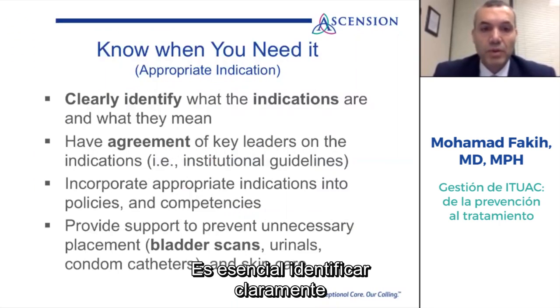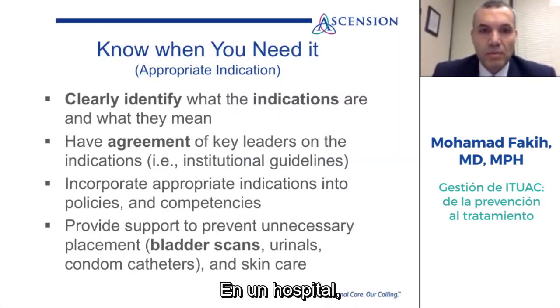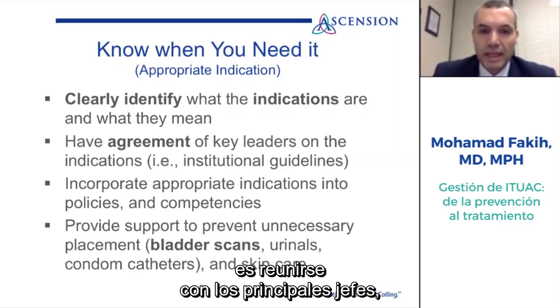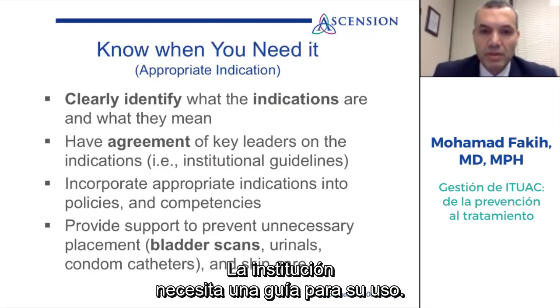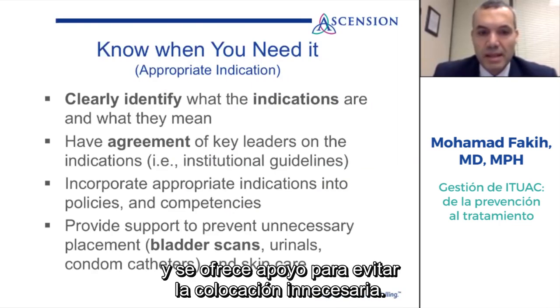It is very important to clearly identify what the indications are and what they mean. So if you're working in one hospital, a very important first step is to sit down with the key leaders, review the literature, and have an agreement on what constitutes an appropriate indication. So you'll have institutional guidelines for placement. You incorporate appropriate indications into policies, competencies, and then you provide support to prevent unnecessary placement.